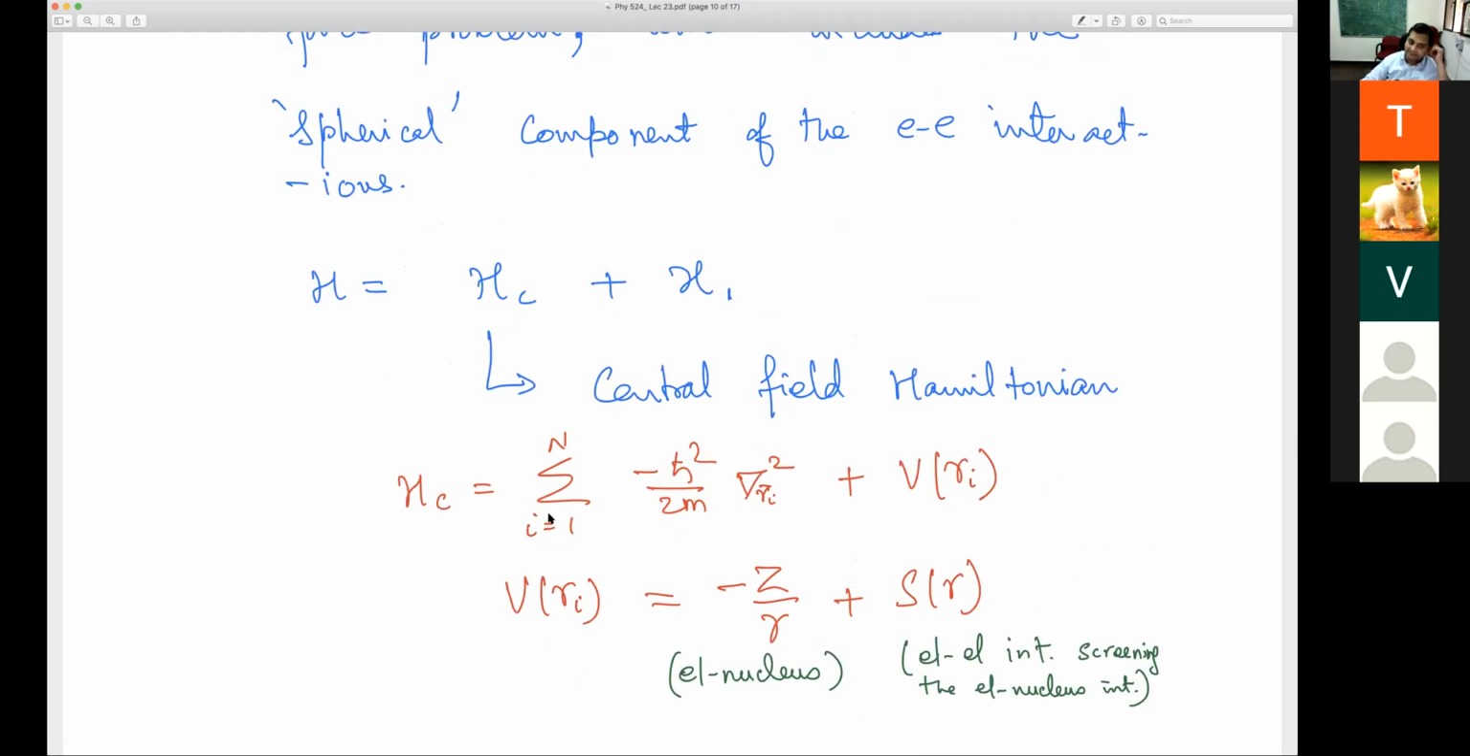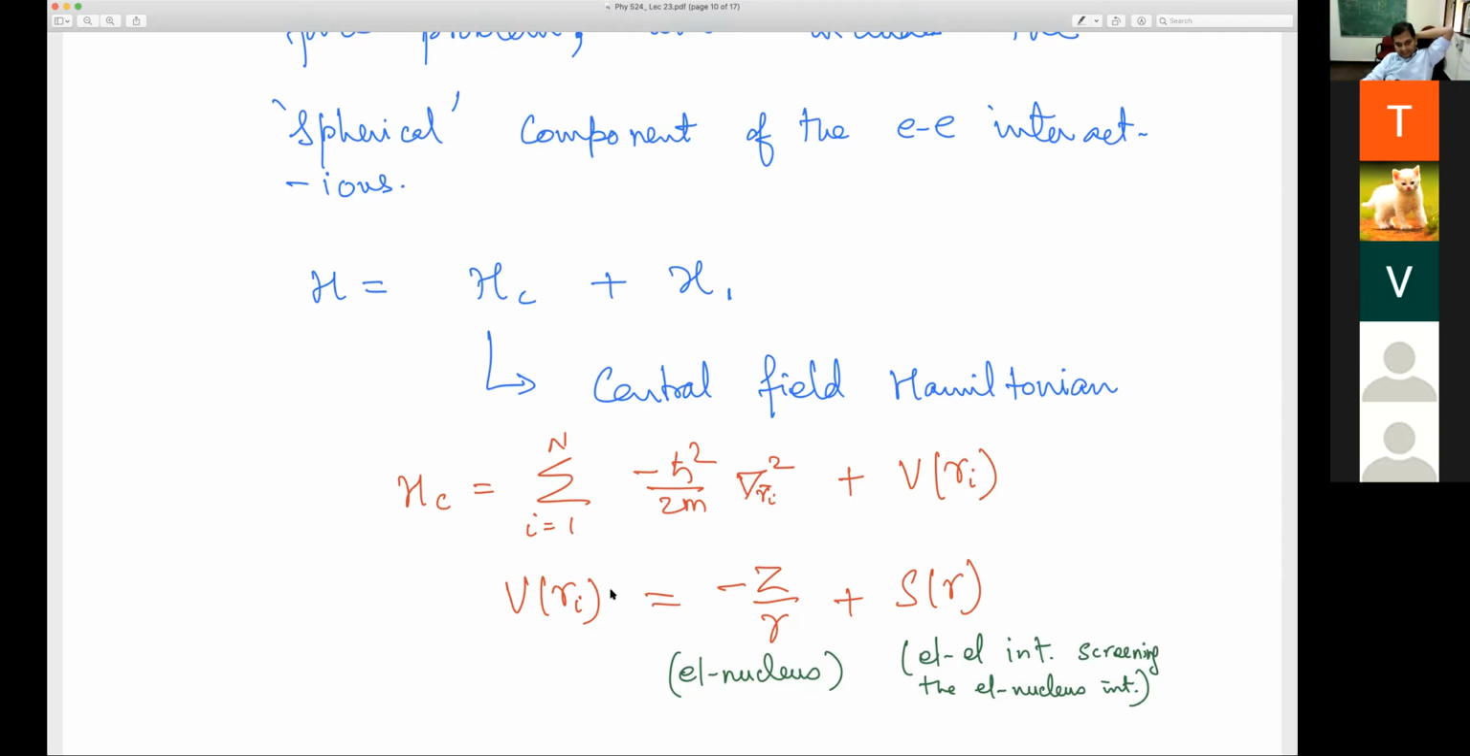And then the idea is that H_C is just the kinetic energy terms, which are spherically symmetric, plus V(r_i). And r_i is only the coordinate, not the vector. So this V(r_i) becomes a central force potential. There should be no i here. So V(r) in general is minus Z e squared by 4 pi epsilon naught r, which accounts for the electron nucleus interactions, plus some S(r), which accounts for the electron screening of the electron nucleus interactions. That was the idea.